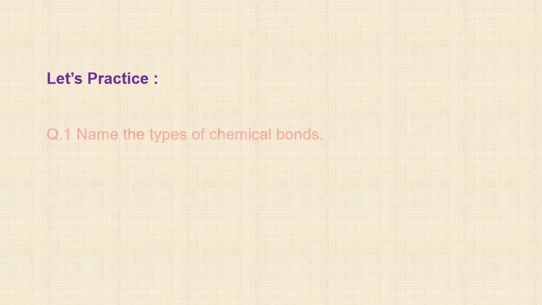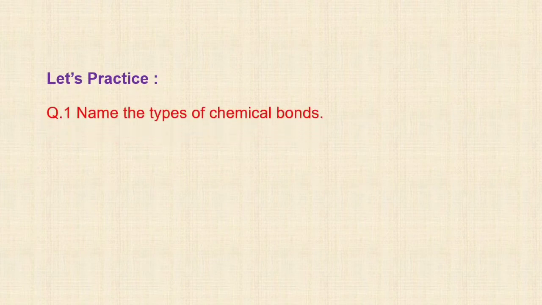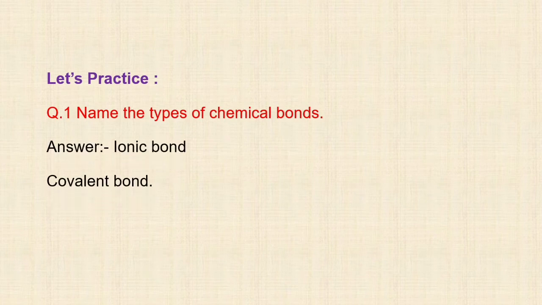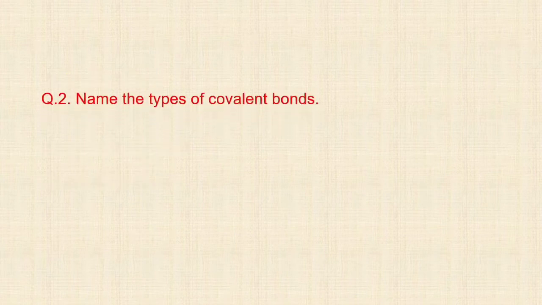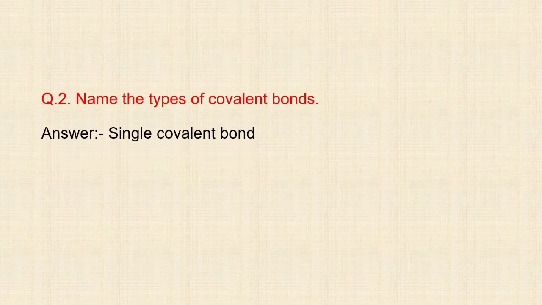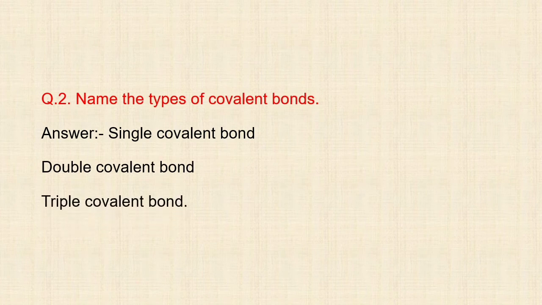Let's practice. Question number 1: Name the types of chemical bonds. And the answer is first is ionic bond and second is covalent bond. Question number 2: Name the types of covalent bonds. And the answer is single covalent bond, double covalent bond and triple covalent bond.